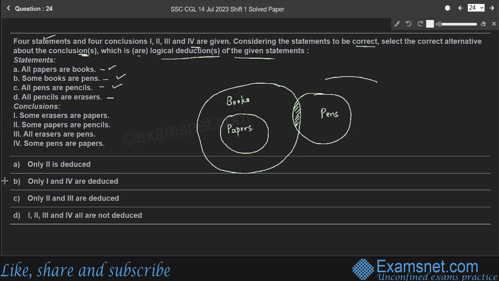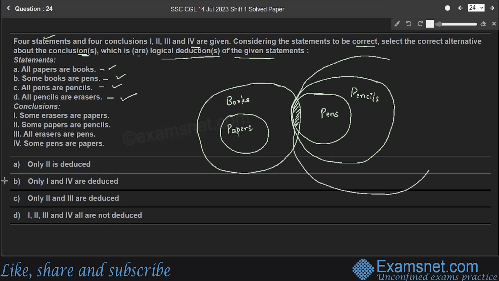So the set of pens is completely included in the set of pencils, right? This is the set of pencils. All pens are pencils. And the last one, all pencils are erasers. So we'll consider the set of erasers. We have to consider it like this, right? Set of erasers, so that all pencils are erasers, right?